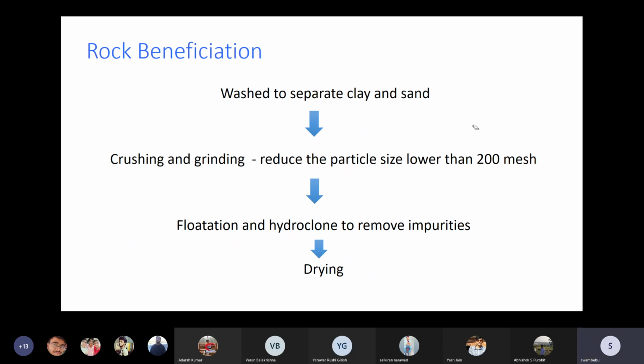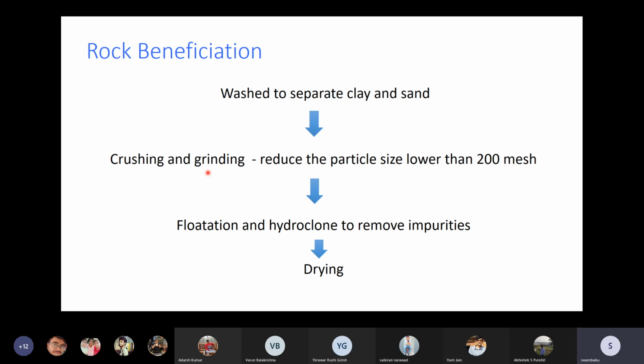Then they crush these big phosphate rocks into small particles. For reducing the particle size from bigger to smaller, we use crushing and grinding. So typical crushing and grinding, what you learned in the mechanical operation course, will be used.